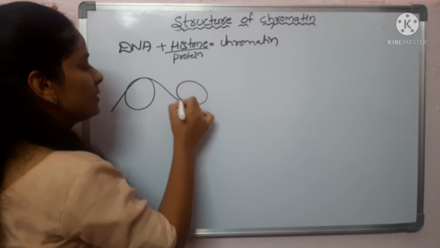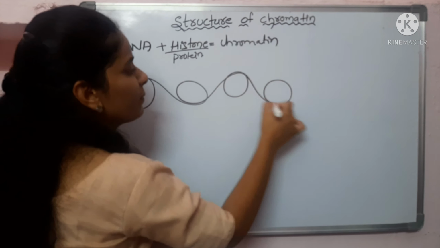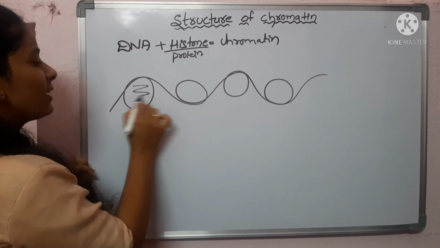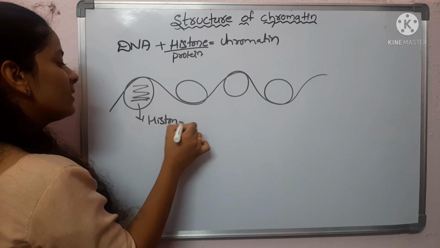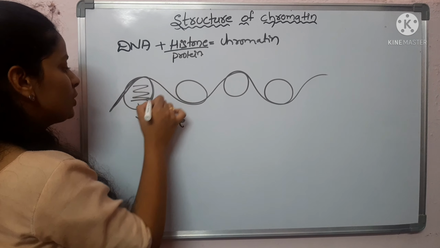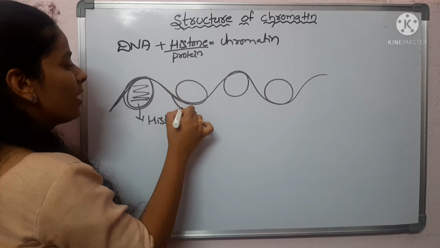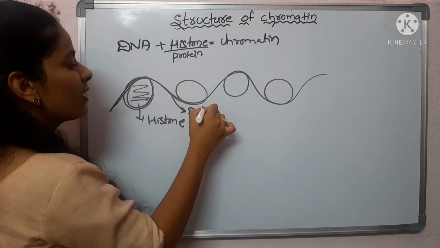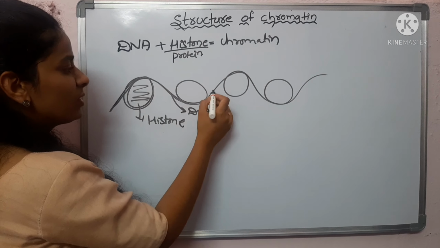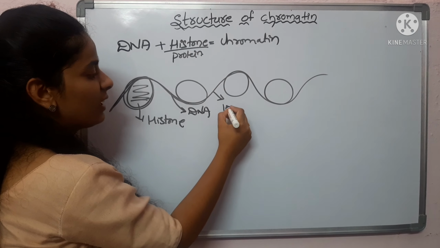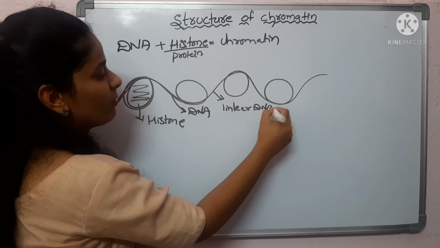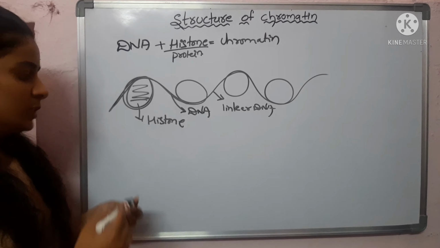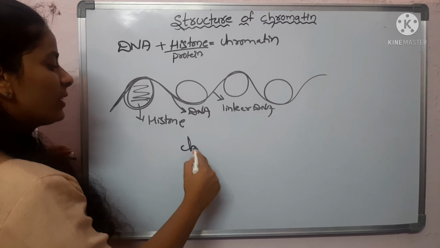We have this diagram. So these spherical-like structures are called histone proteins, and the strand which surrounds these histone proteins is called DNA. And each histone protein is linked with this link. We call it linker DNA. So this structure together is called chromatin.